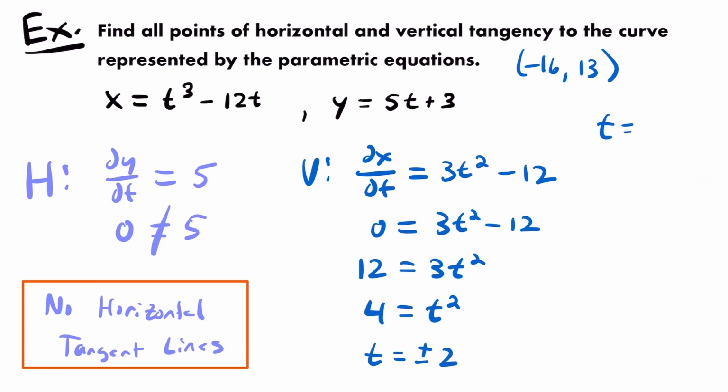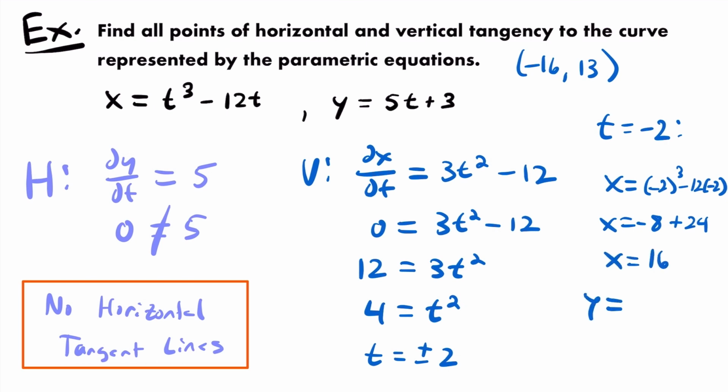And when t equals negative 2, x will be equal to negative 2 cubed minus 12 times negative 2. And negative 2 cubed is negative 8. So x will be equal to negative 8. And then we have negative 12 times negative 2. That will be positive 24. So we'll have plus 24. And negative 8 plus 24 will be positive 16. So x will be equal to 16.